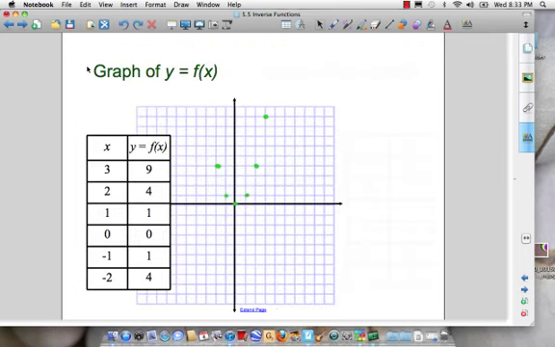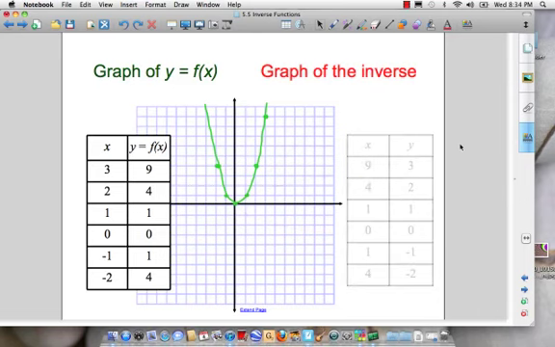Next, we're going to turn our attention to what happens when you graph an inverse. So first, we're going to graph the function f. This is the same function that you saw on the previous screen, and these green dots are just the points that are listed on the chart, 3, 9, 2, 4, and so on. It's probably pretty believable that those ordered pairs come from a larger function whose graph is the parabola that you now see in green.